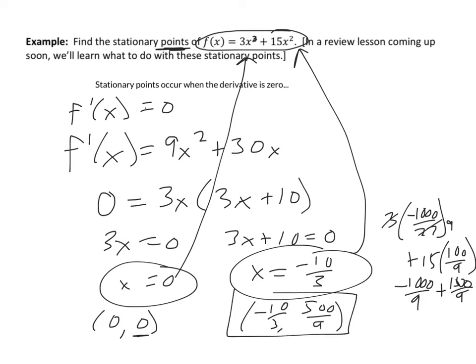All right, these two points are the stationary points of this function. Whether these are maxes or mins or saddle points or whatever, we're going to get into that in another lesson. For now, I just want us to remember that we find stationary points by taking the derivative, setting it equal to 0, and then finding the y-coordinate that goes along with that.